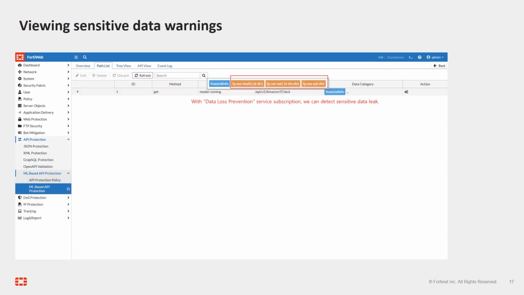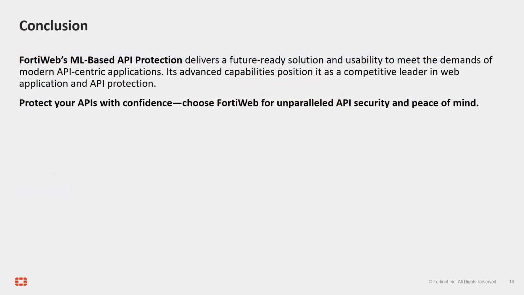FortiWeb detects sensitive data, like personal information and credit card numbers, in API requests and responses, providing alerts for potential data exposure. In summary, FortiWeb's ML-based API protection provides a robust, future-ready solution to meet the demands of modern API-driven applications. With its advanced capabilities, FortiWeb is a leader in API and web application security.